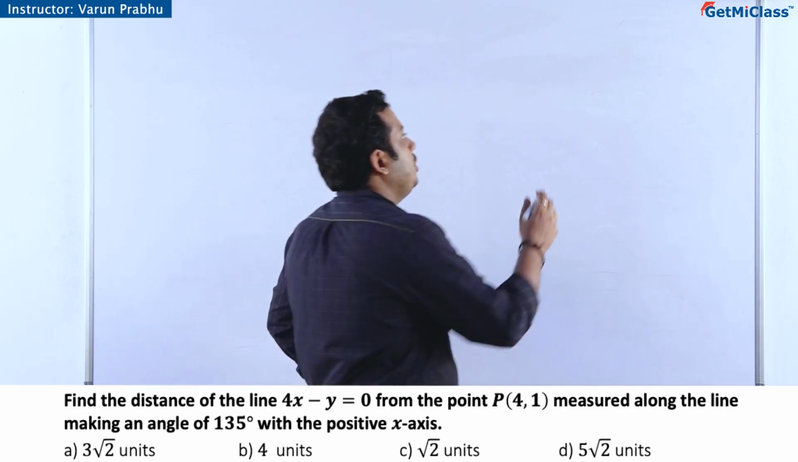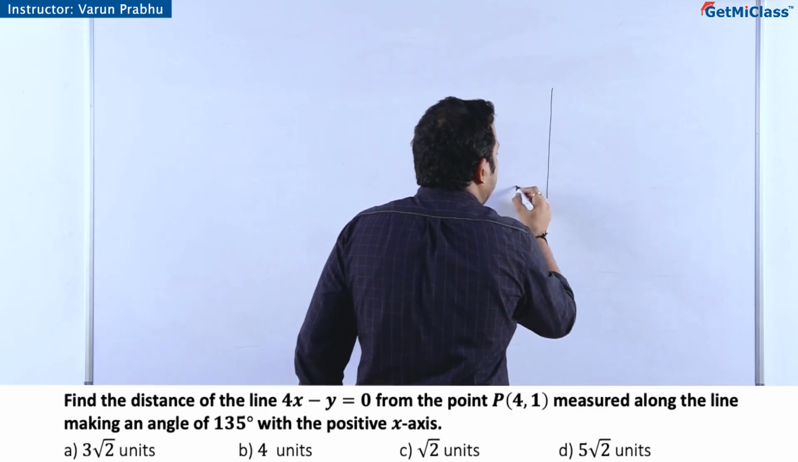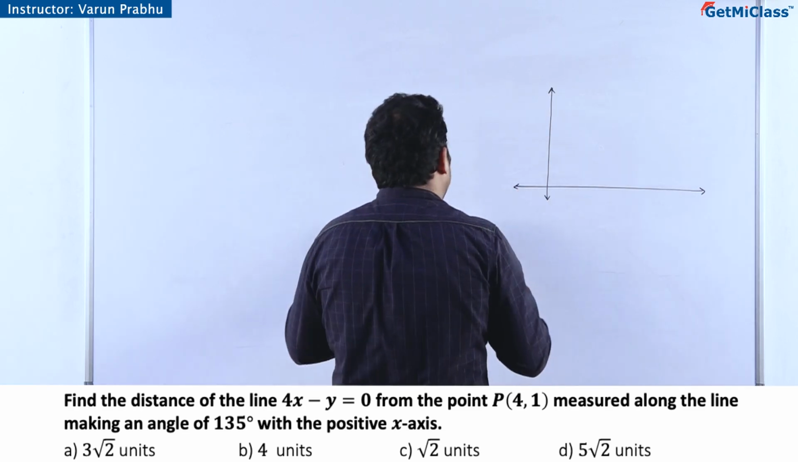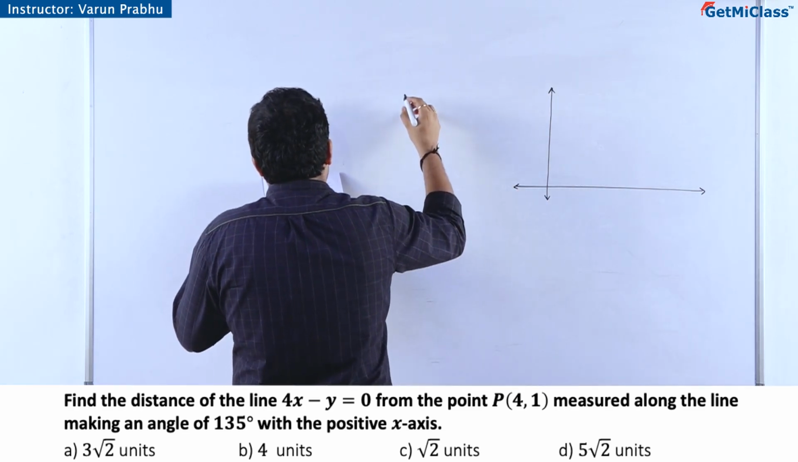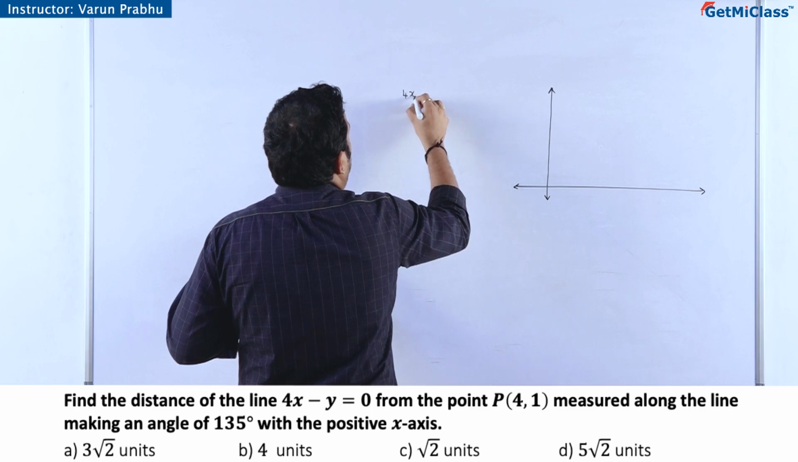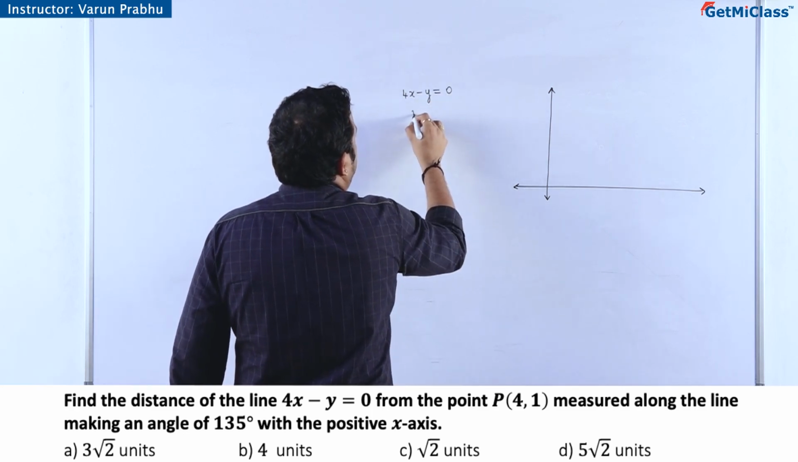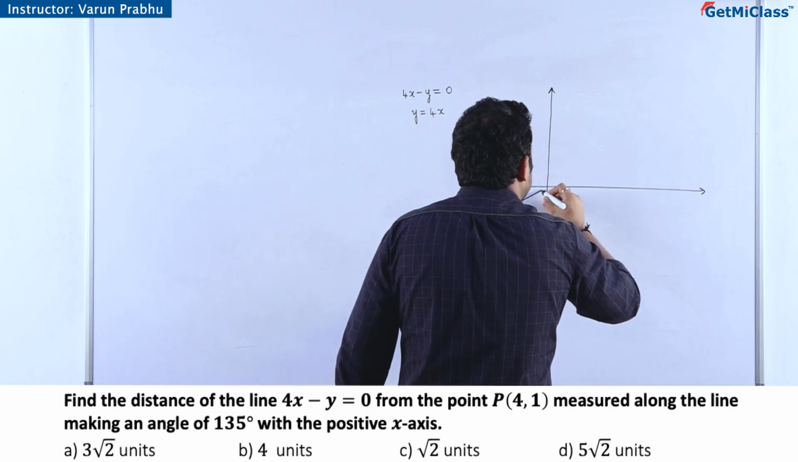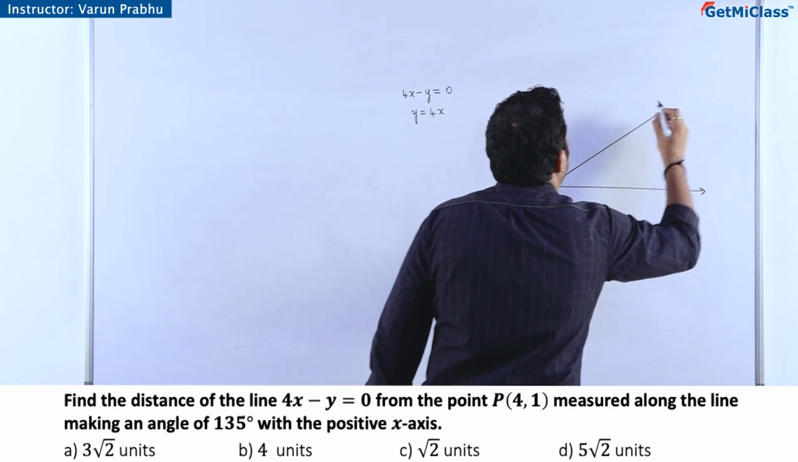If you look at this question, it's an important question. What is the equation of the first line given in the problem? It says find the distance of the line 4x minus y is equal to 0. So I can write y is equal to 4x.